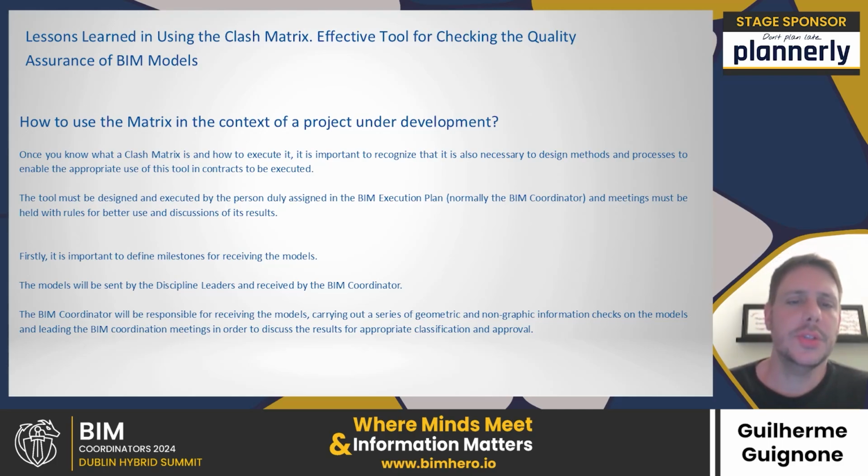Firstly, it is important to define milestones for receiving the models. The models will be sent by the discipline leaders and received by the BIM coordinator. The BIM coordinator will be responsible for receiving the models, carrying out a series of geometric and alphanumeric information checks on the models, and leading the BIM coordination meetings in order to discuss the results for appropriate classification and approval.